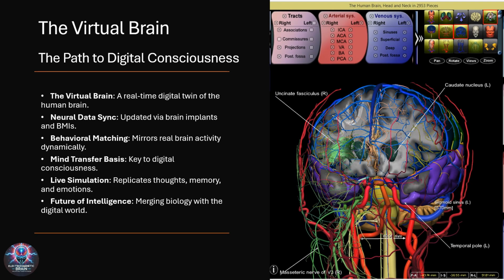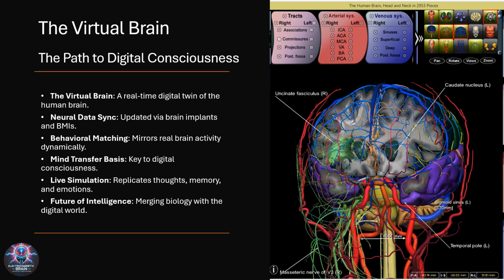The virtual brain represents the next frontier in electromagnetic neurotechnology, where the fusion of brain-machine interfaces and advanced neural recording techniques enables the complete digitization of the human brain. By continuously capturing and updating neural activity through brain implants and BMI systems, we move closer to constructing a full-scale virtual brain. This virtual brain is not merely a static map, but a dynamic, evolving model that replicates real-time brain function, integrating both anatomical structures and physiological processes.